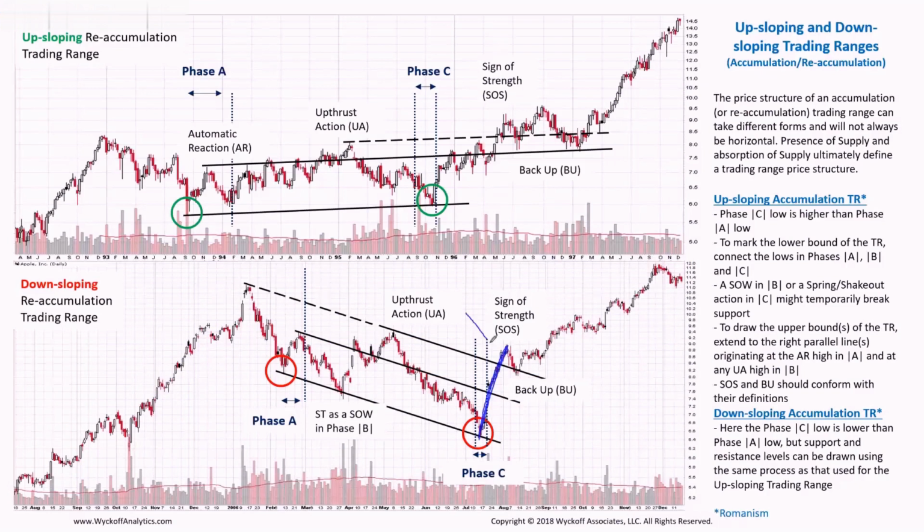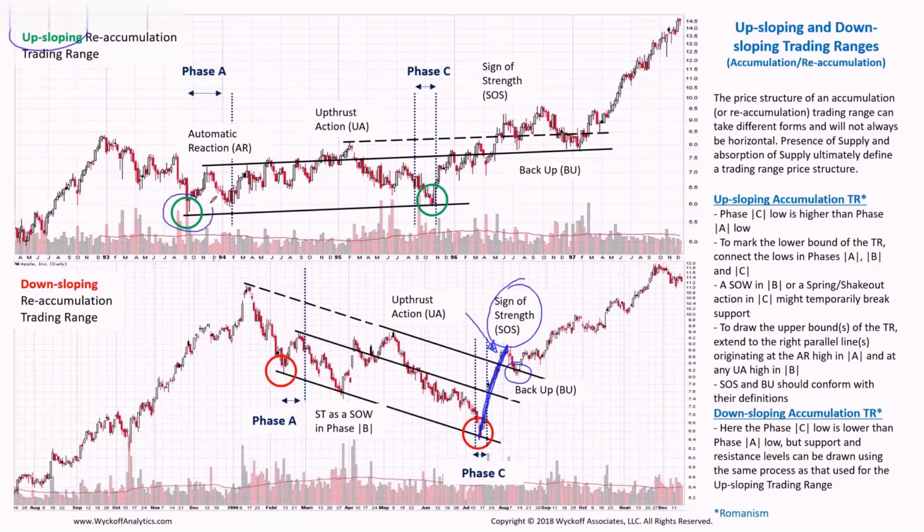We want to see the overcoming of the resistance in the reaccumulation on the sign of strength rally, and then a backing up action that comes exactly to this area of the support, which acted before as the resistance. The same in the upsloping structure.